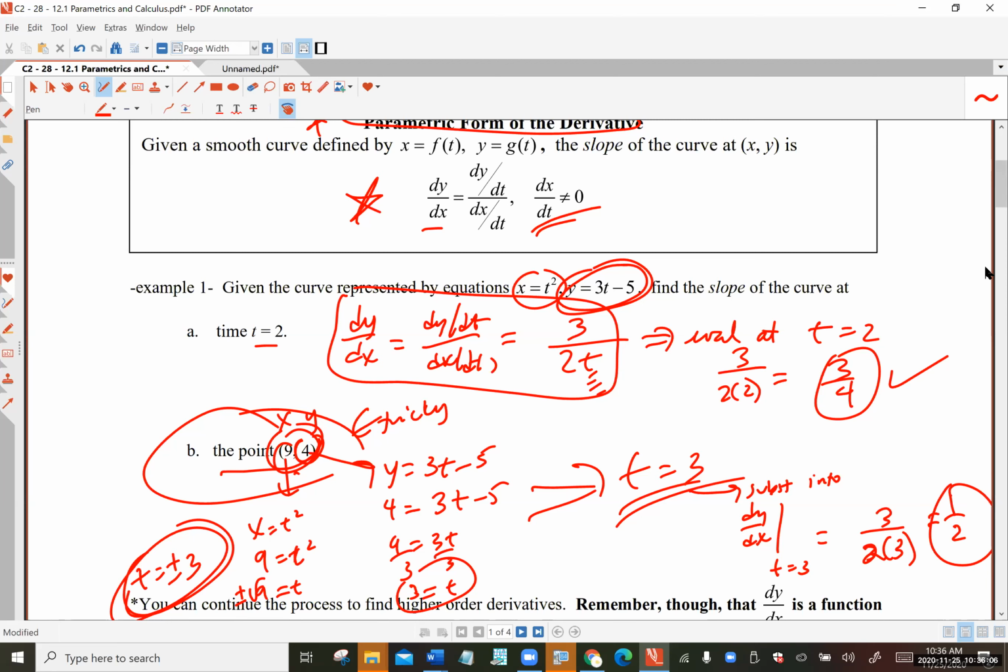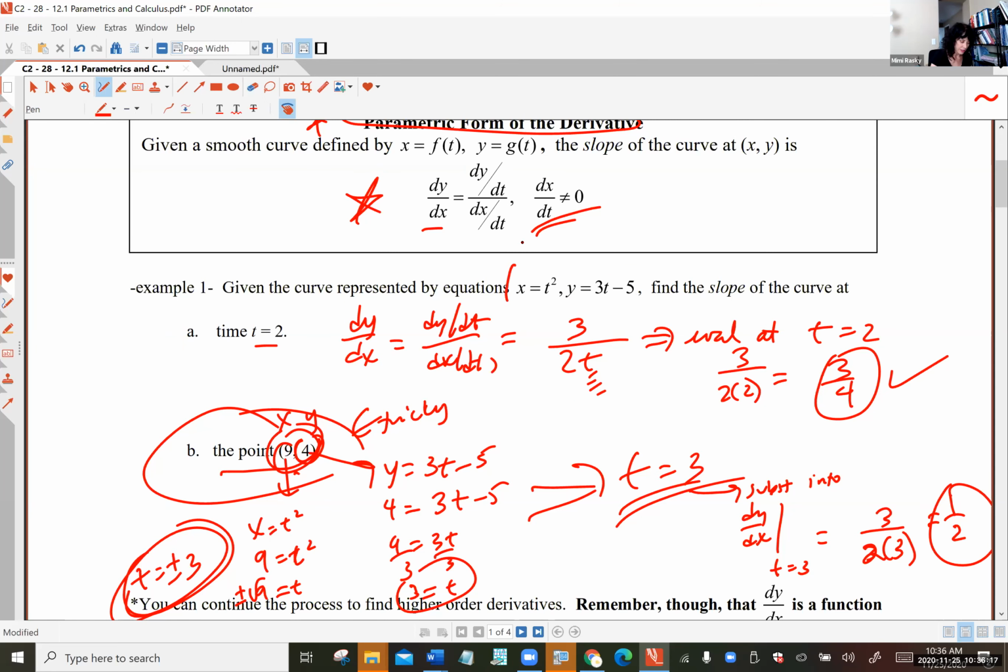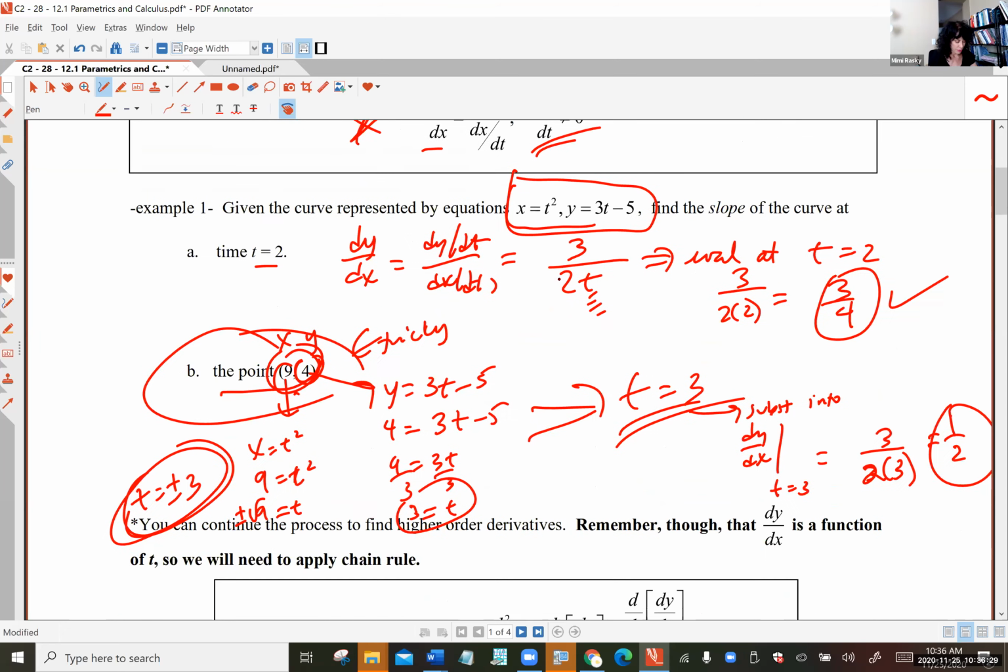Yes. Always t squared. They told you what the parametric equations are up here. x is equal to t squared. Okay. See, this is given. And they should give you the parametric equations so you can do the job. Okay. So we'll keep going.